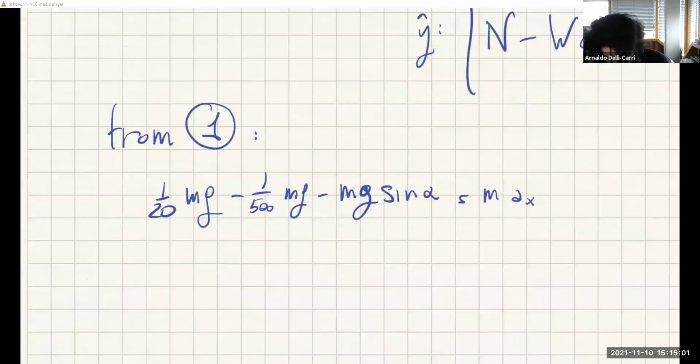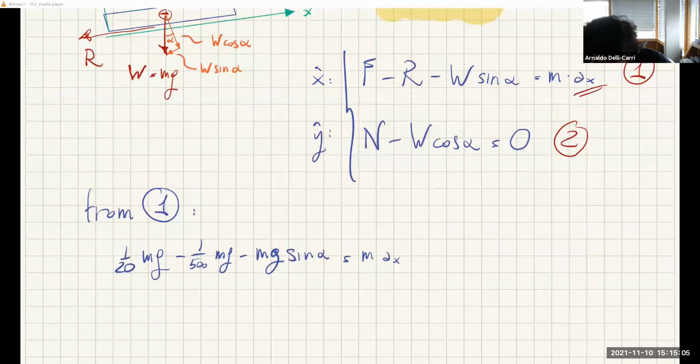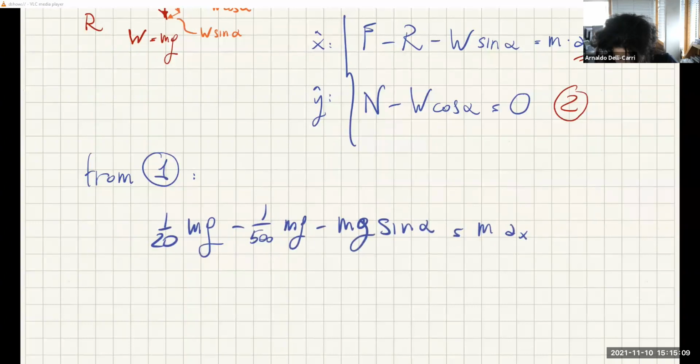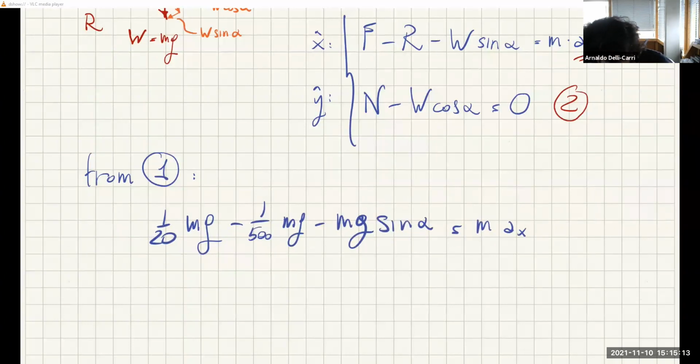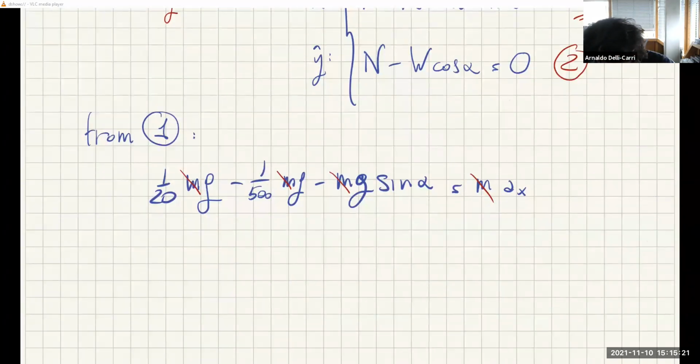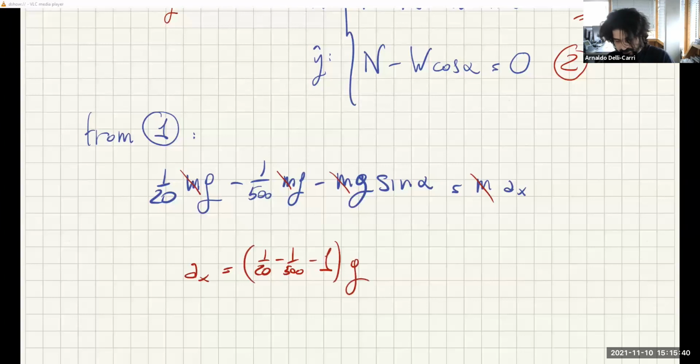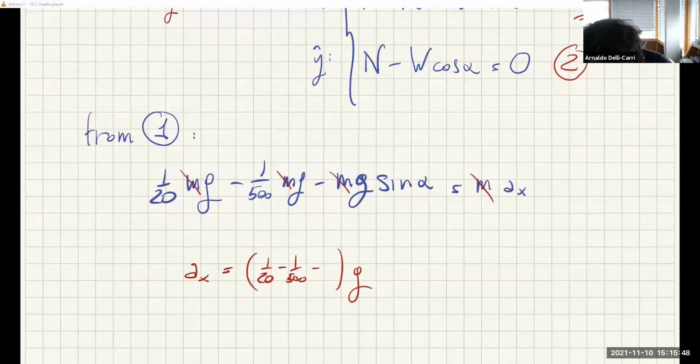So very nice description, because we can also observe that if this is the case, then the mass can cancel out everywhere. So we are left with a very good description here. We can say that the acceleration of the train along the x-axis is 1/20th minus 1/500th minus sine alpha, all times g, because I can take g as a common factor.